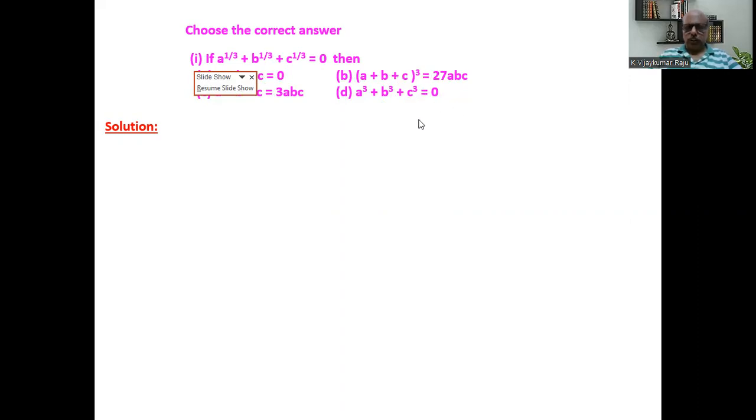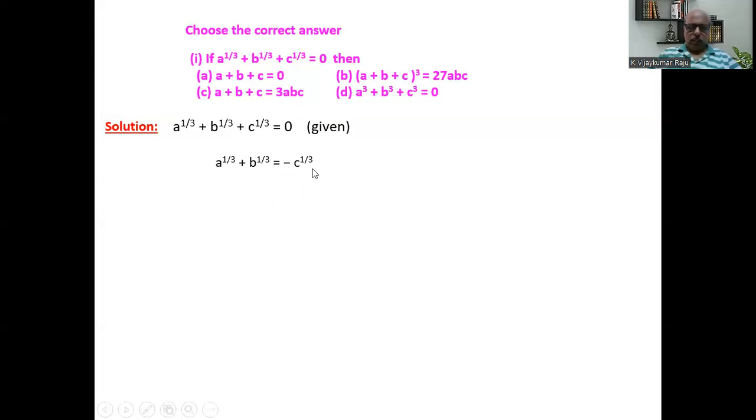Now let us see how to solve this. See the first one. What is given for us? They are given that a raised to 1/3 plus b raised to 1/3 plus c raised to 1/3 is 0. This is given. So first, this one term, we take it to the right side. That is, we transpose this to the right. So when you transpose this to the right, you get a raised to 1/3 plus b raised to 1/3 is equal to minus c raised to 1/3.